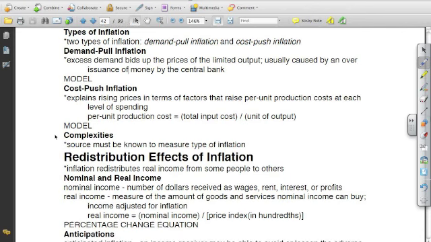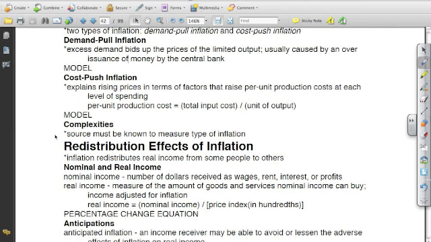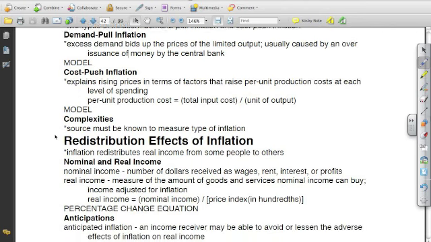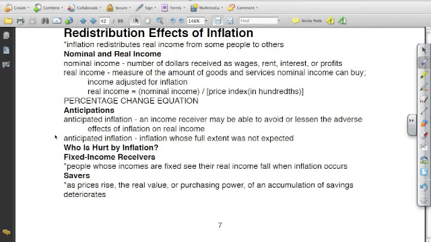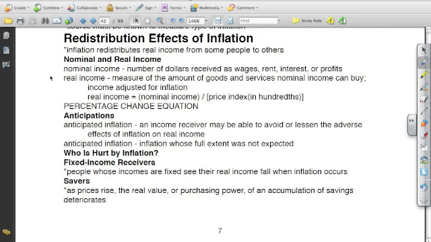There are complexities because we must know the source so we can measure the type of inflation and whether it's demand or supply moving. Whenever we have inflation, it has redistributional effects. It redistributes real income from some people to others. And this is because of the type of tax system that we have.